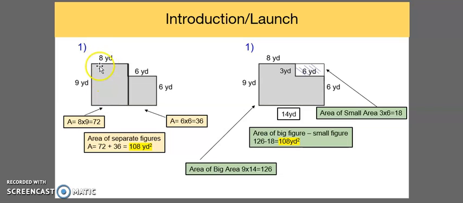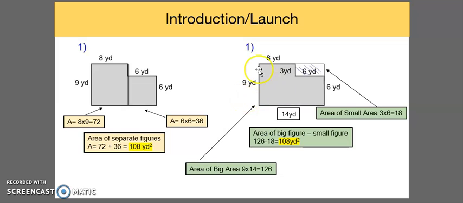Here we can say 8 times 9 gives us 72, and here 6 times 6 is 36. Since these are two figures that are connected, we can add the two values together and we'll find that the area is 108 yards squared.